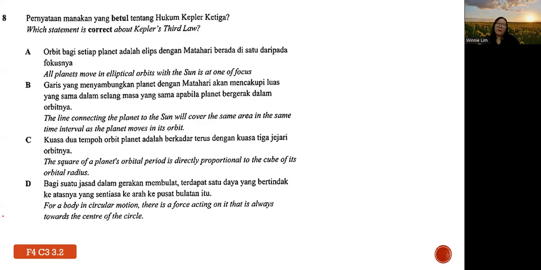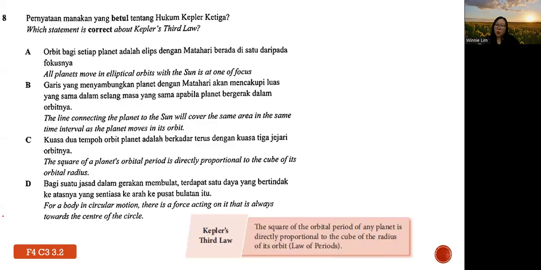So where does this come from? Kepler's third law says that the square of the orbital period of any planet is directly proportional to the cube of the radius of its orbit. In short, T squared is directly proportional to R cubed. And from here, you can also derive the equation T1 squared over R1 cubed equals T2 squared over R2 cubed.